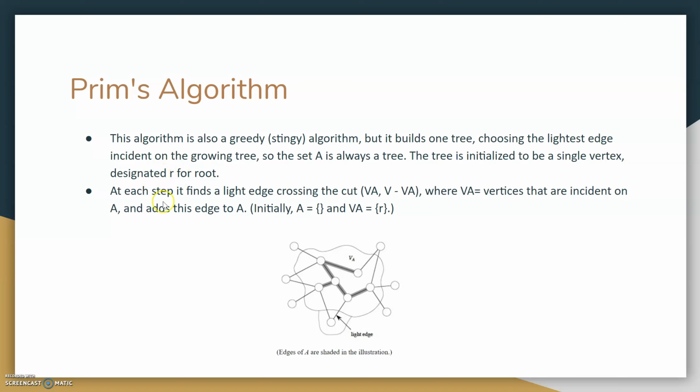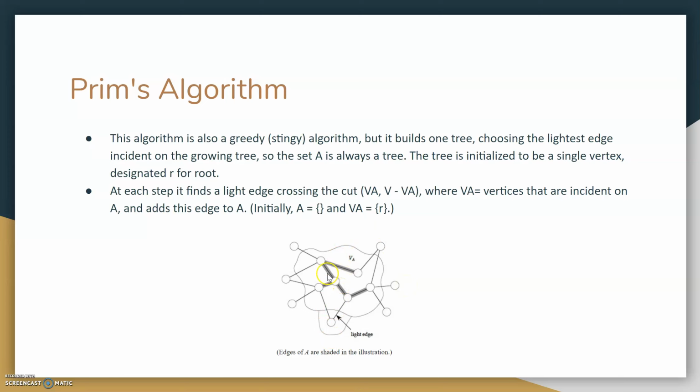At each step, it finds a light edge crossing the cut V minus A to A, where A are the vertices that are incident on A, and adds these edges to A. Initially A will have nothing in there, and then V minus A will have R in there. Here is the picture at the bottom showing how that works.